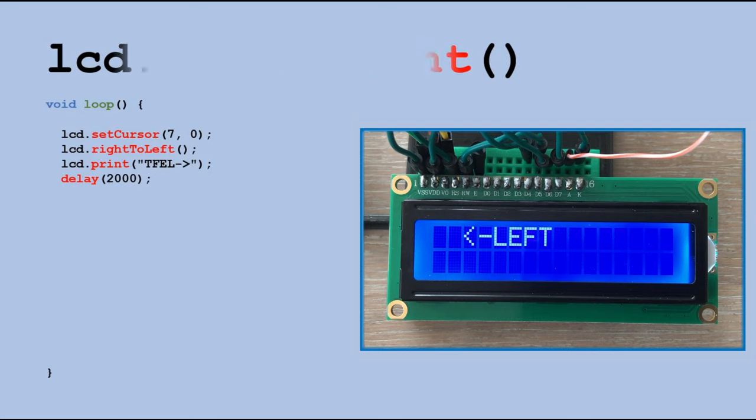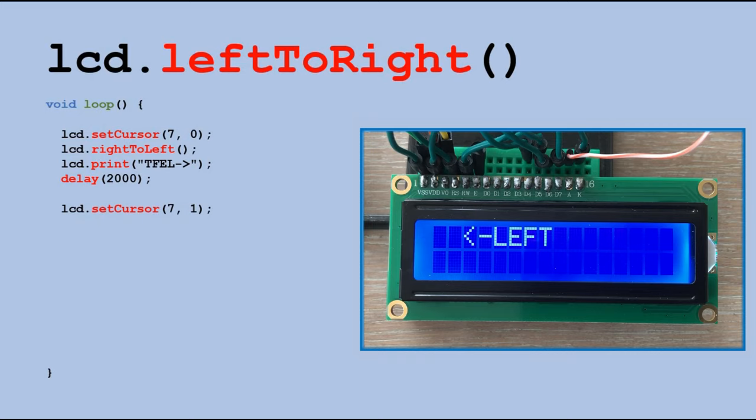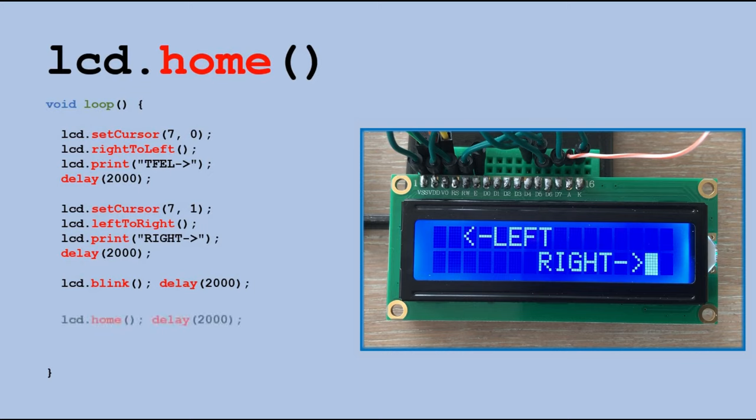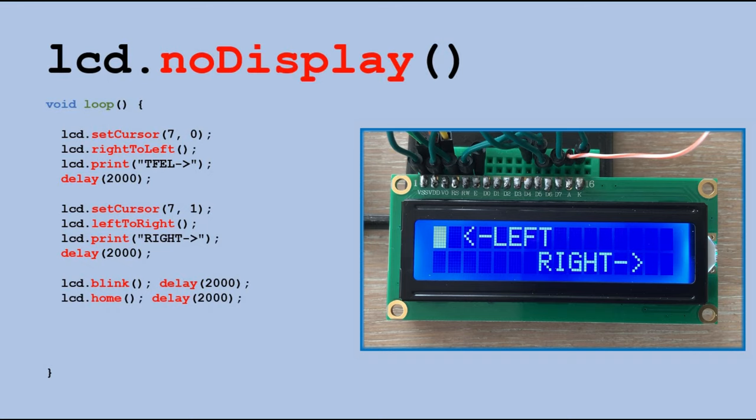The LCD leftToRight method restores the default direction of text output. So let's position the cursor in the middle of the bottom row, restore the default text output direction, and output the sample text. Now let's use the LCD blink method again to see what the current cursor position is. The LCD home method positions the cursor in the upper left corner of the LCD. So let's run it. Great, it works.